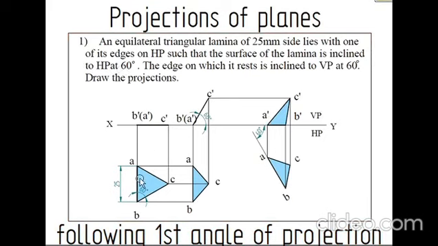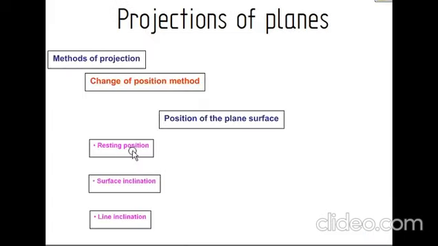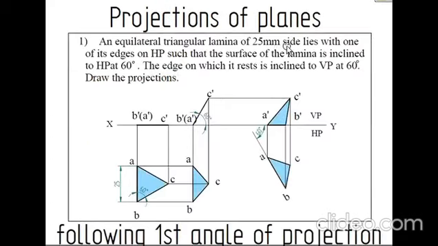But how it has to be placed, whether it is corner resting or edge resting, will be identified by the first condition, that is, resting position. So that will be identified here. You can see that the lamina of 25 mm side lies with one of its edges on HP. So make sure that the edge is on the left side. If they had given corner resting, then the corner should be here. But in this problem they have mentioned it is edge resting. So the edge should be on the left side, and we have to represent the equilateral triangle in this way itself.